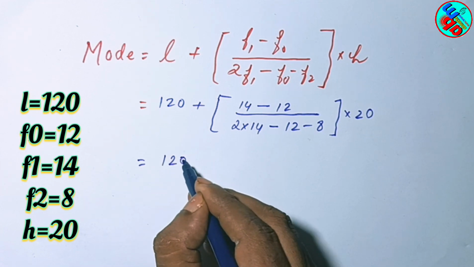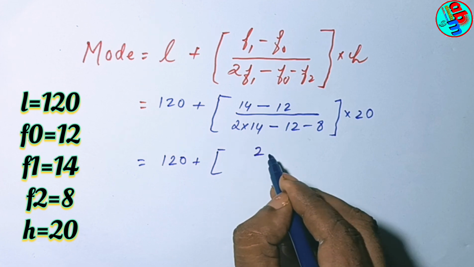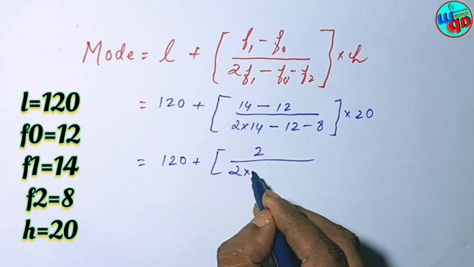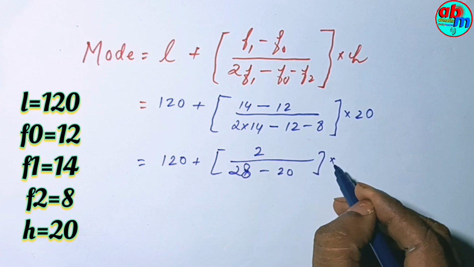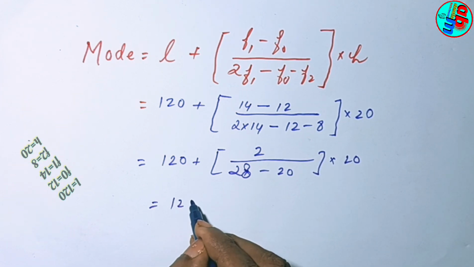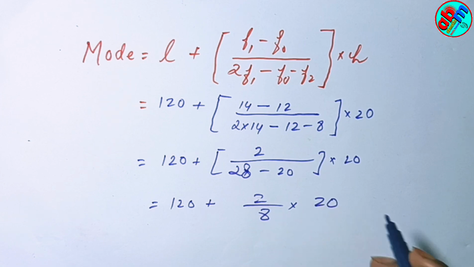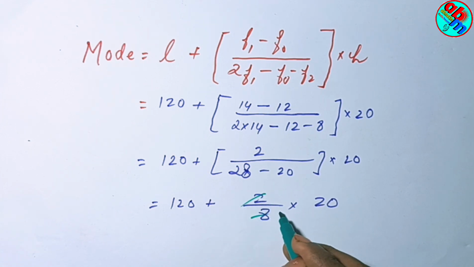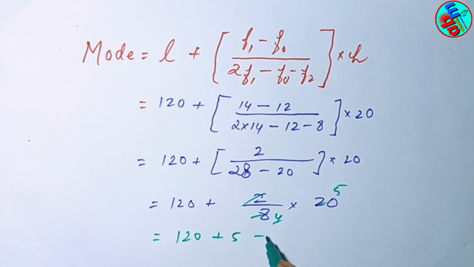We have the answer. After cutting we have 4 eights are 8 and 4 fives are 20. So we have 120 plus 5, which is equal to 125 as the mode.